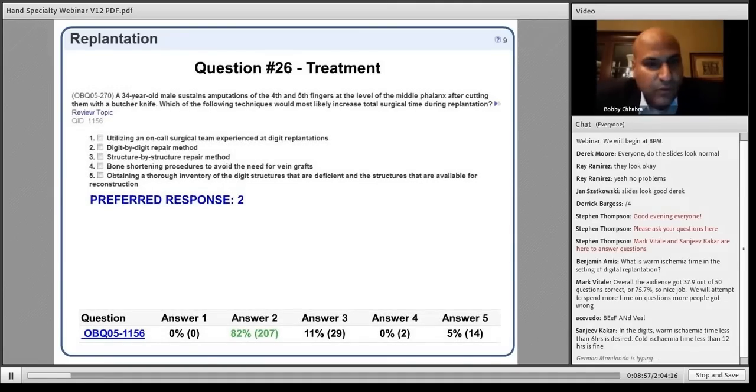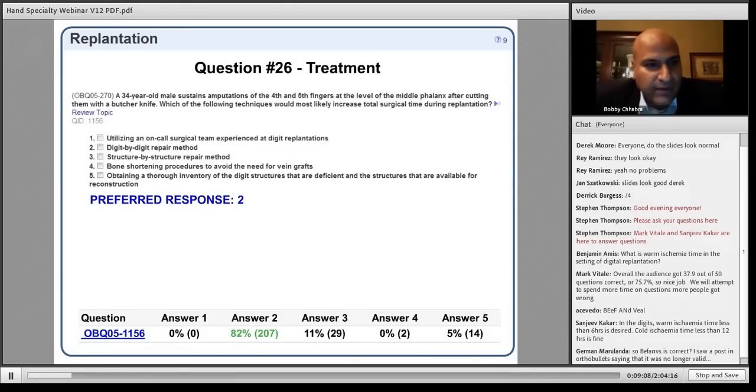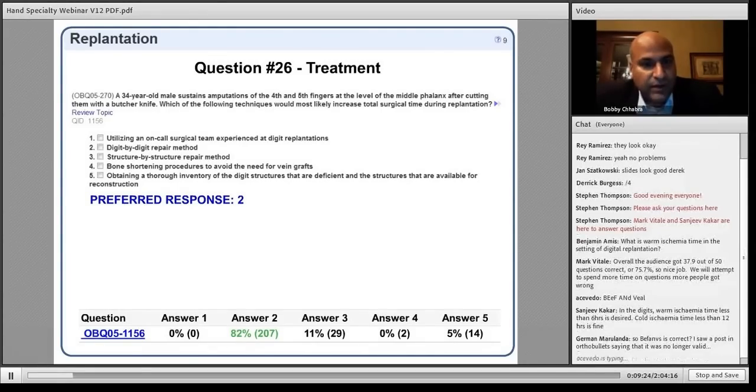So in this question, this gentleman cut off two digits, and that's an indication for replantation, multiple digits. So what would increase total surgical time? And the answer is digit by digit repair method. So the most efficient way is structure by structure repair method. So 82% of you got this right. The other answers are just not more efficient than a digit by digit repair.